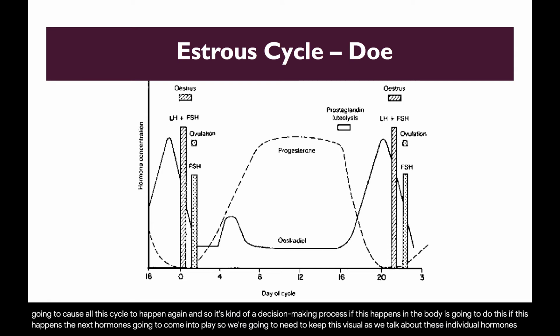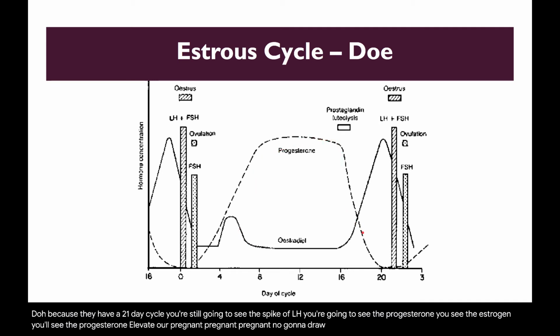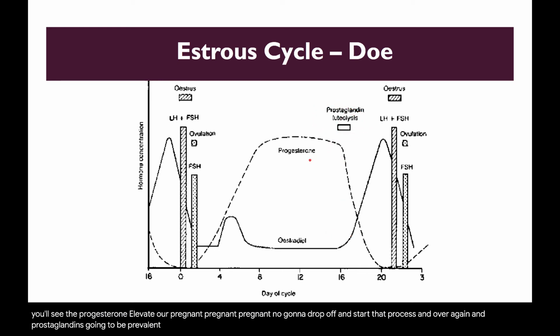In the doe, because they have a 21-day cycle, you're still going to see the spike of LH. You're going to see the estrogen, and you'll see the progesterone elevate, or, if not pregnant, drop off and start that process over again. And prostaglandin's going to be prevalent. So it's the same, it's just slightly extended because there are more days in the estrous cycle.